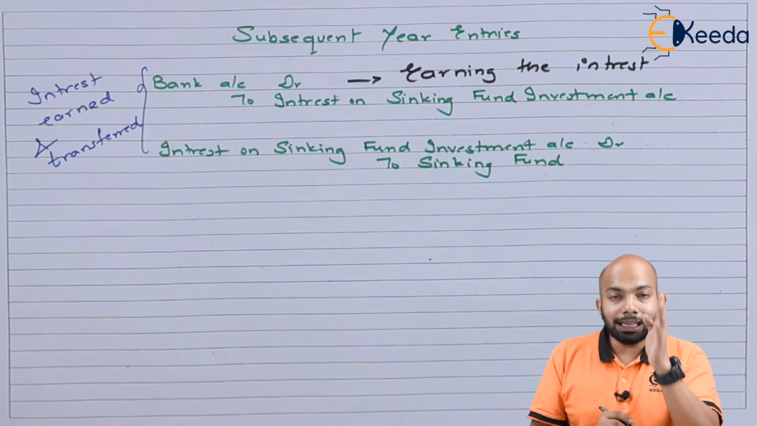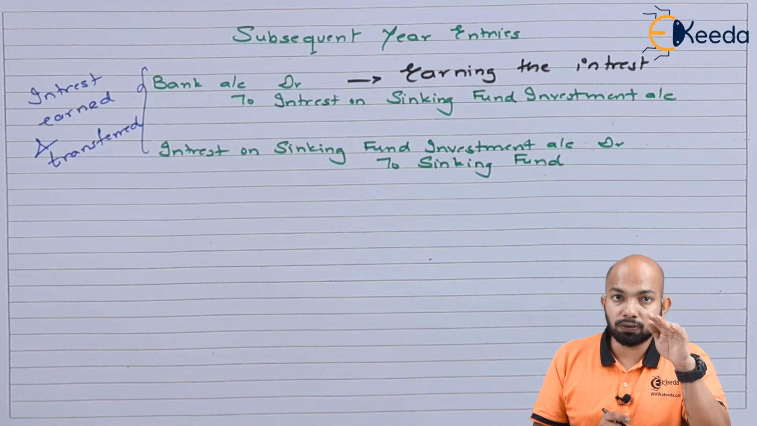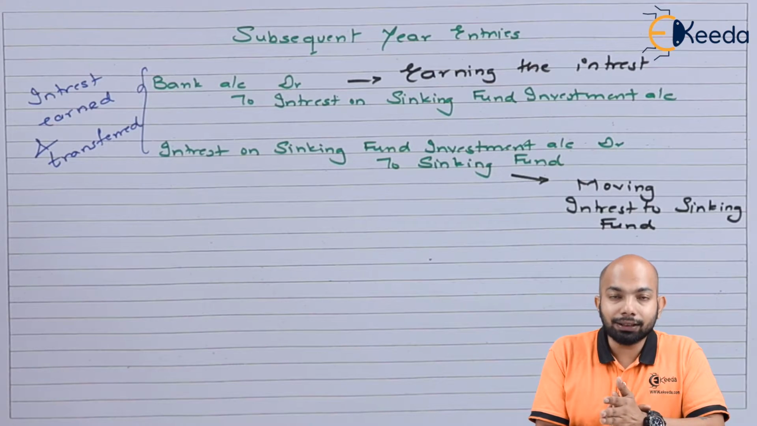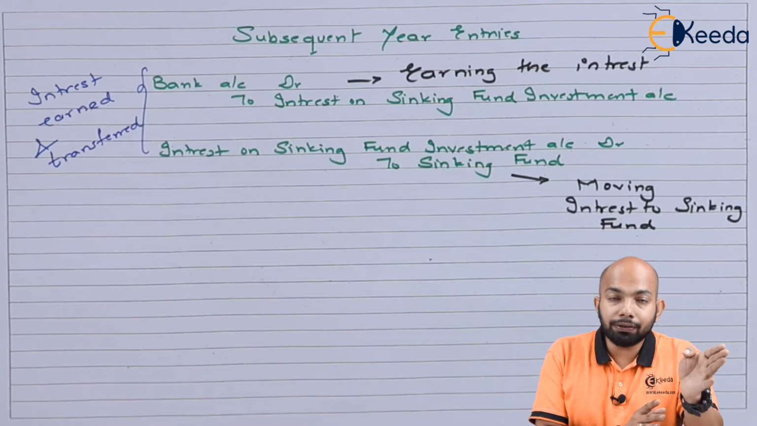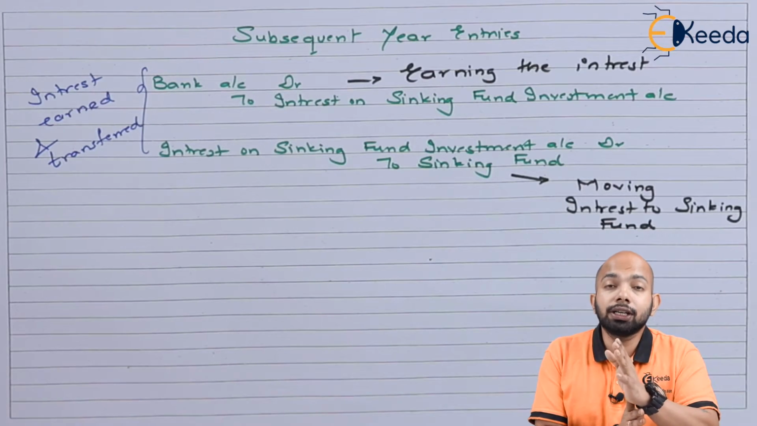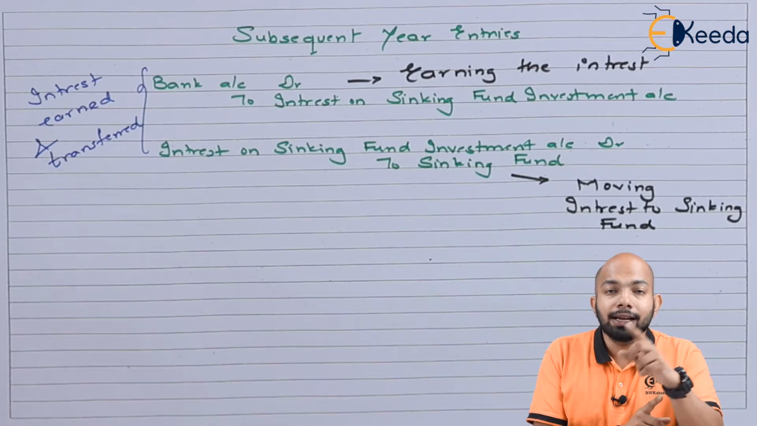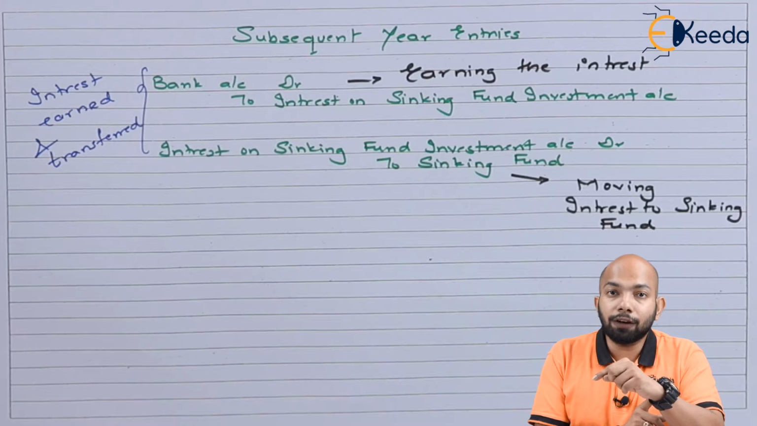Now, this same interest which has been earned will then be moved to sinking fund as per the process flow. So we have mentioned these entries here as well. The same interest which has been earned in the previous entry, that is bank account debit to interest on sinking fund investment account, the next entry that will be passed here is interest on sinking fund investment account to sinking fund account.